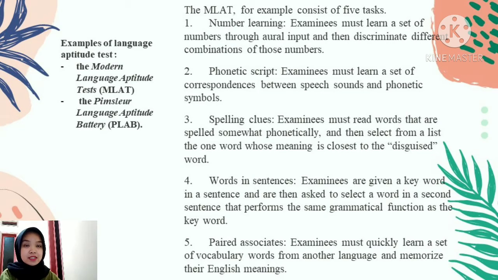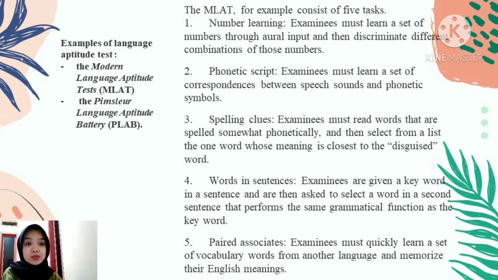Nah, di sini ada salah satu contoh dari MLAT. For example, it consists of 5 tasks. Jadi isinya itu ada 5 task ini. First, number learning. Di sini, examinees must learn a set of numbers through oral input and then discriminate different combinations of those numbers. Second is phonetic script. Examinees must learn a set of correspondences between speech sounds and phonetic symbols.